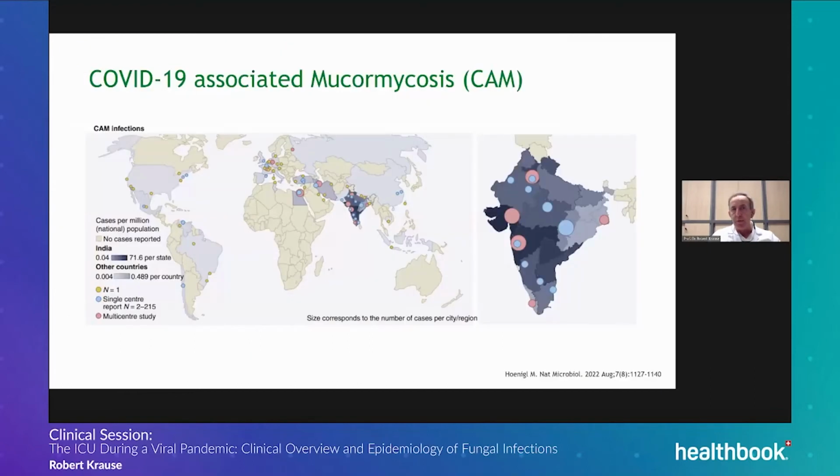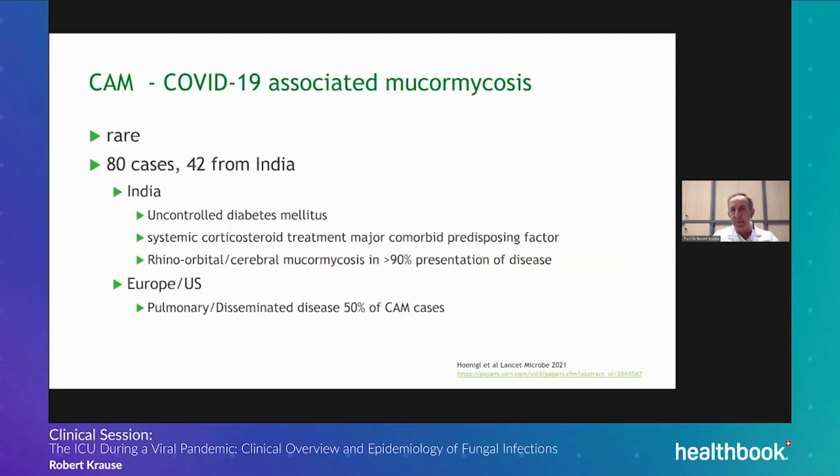Let me now move on to COVID-19 associated mucormycosis. As you can see here in this map, most of the cases were detected in India, and there are several reasons for this epidemiological distribution. This started with several cases published from India, and some of the reasons are a high rate of diabetes, but also the corticosteroid treatment as in other COVID-19 patients, but also environmental factors, for example.